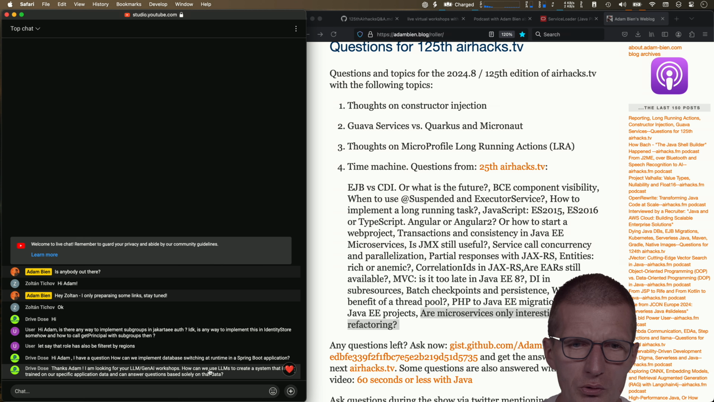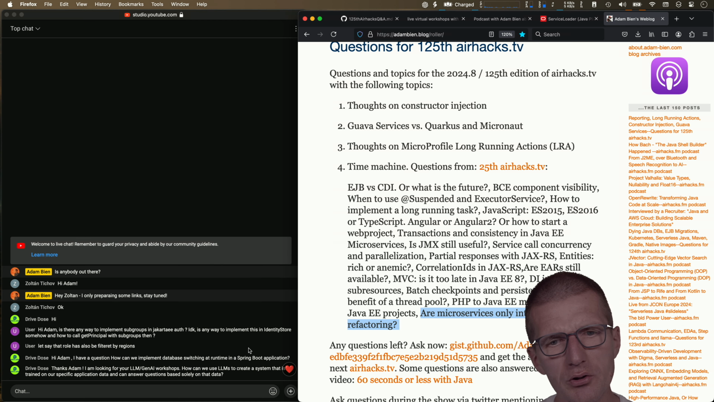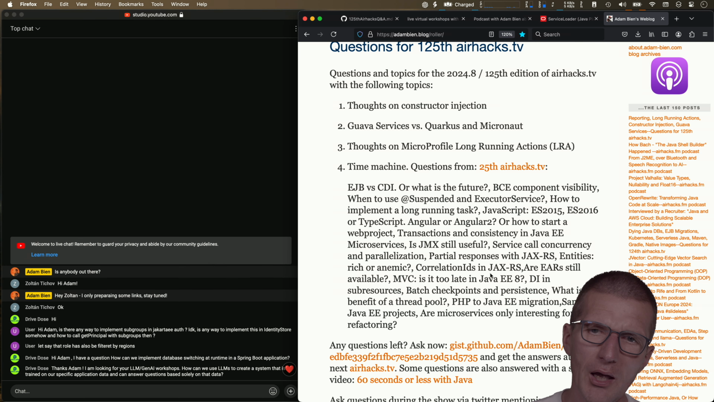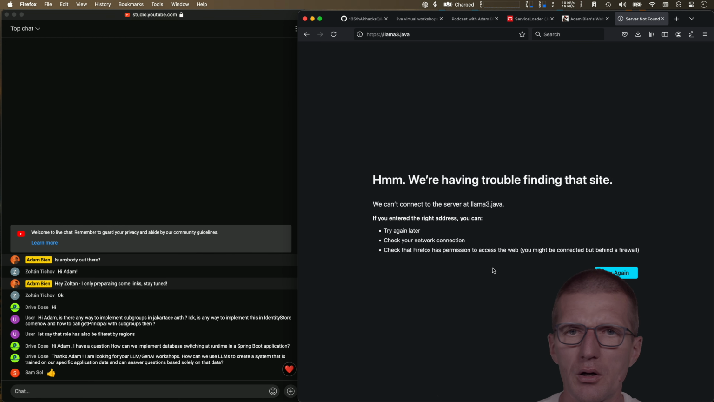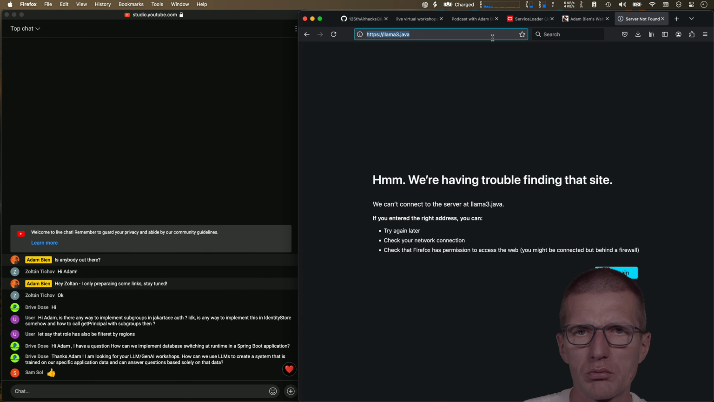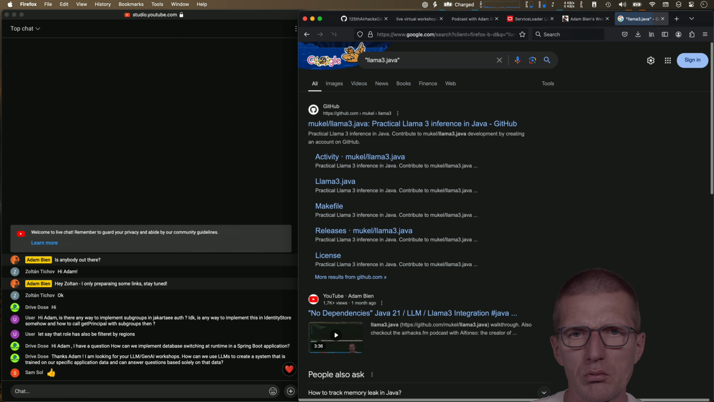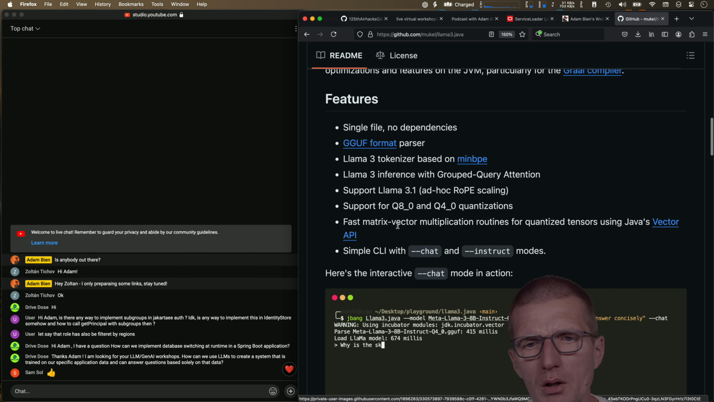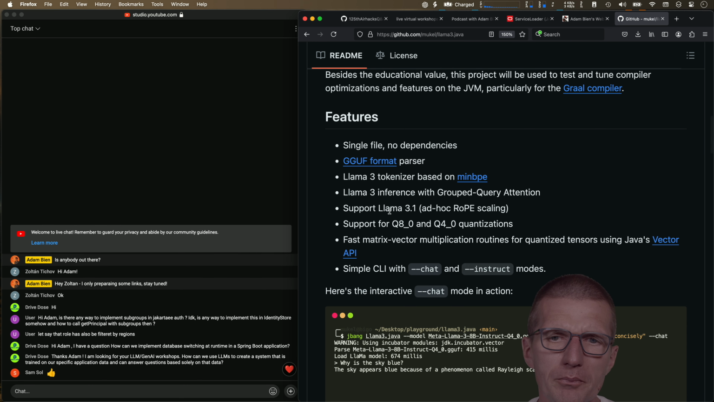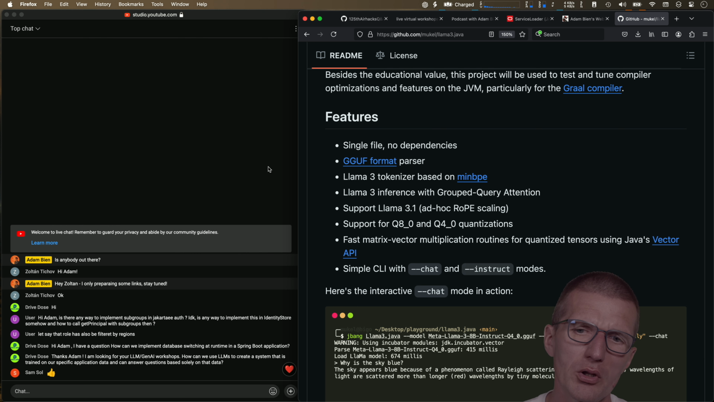So how can we use an LLM to create a system that is trained on our specific application and can answer questions based solely on that data? What you can do is, I don't know whether you're aware of Llama 3 Java. Take a look at that. It uses Llama 3 and is offline. For instance, you can use it and then you can fine-tune it, right?